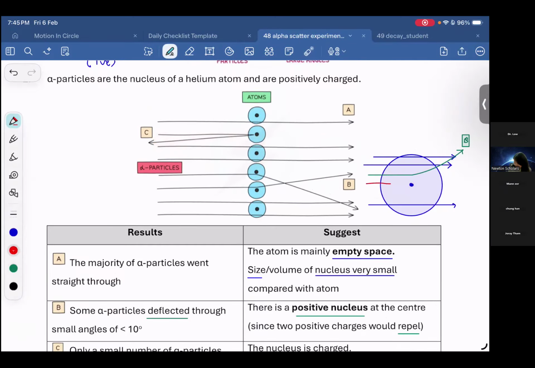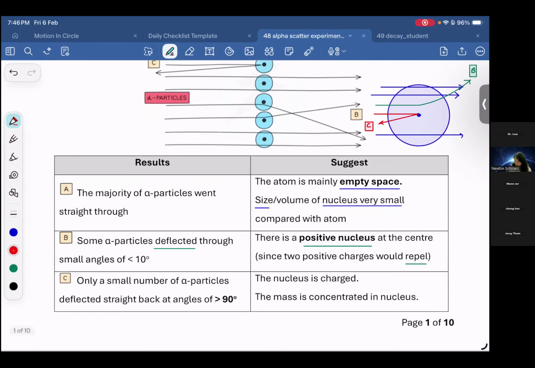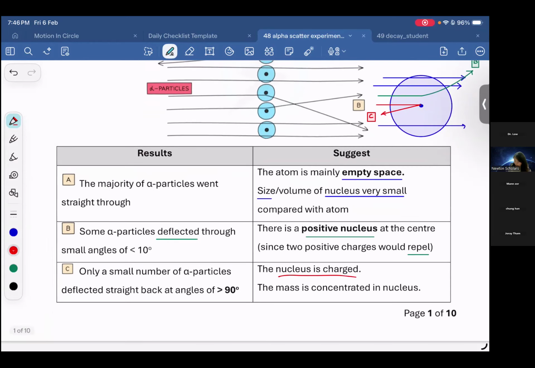So it will be something like this, hit it. Then rebound. So this is the third observation, C. For this observation, what conclusion can we make? We can know that the nucleus is charged. It's charged, so it will deflect. Deflect, so I know that it's got charge.